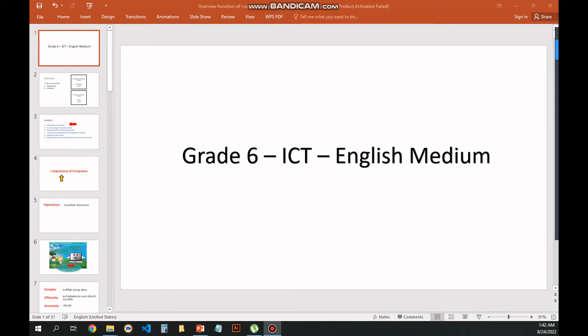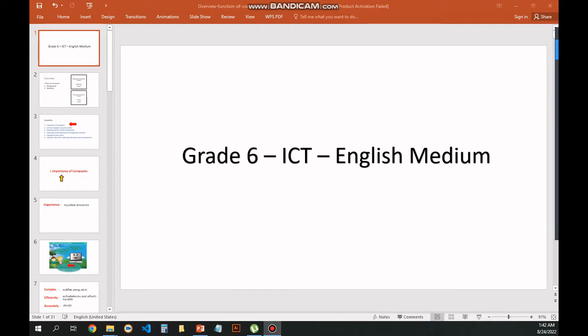So what we are going to do here is learn ICT with the help of the English medium. I know some of the students have just recently joined the grade 6 English medium classes, so there can be some problems learning in English. So I have included some of the meanings in Sinhala, and from time to time I'll speak in Sinhala in order to give you some good knowledge. So let's try to start our session.